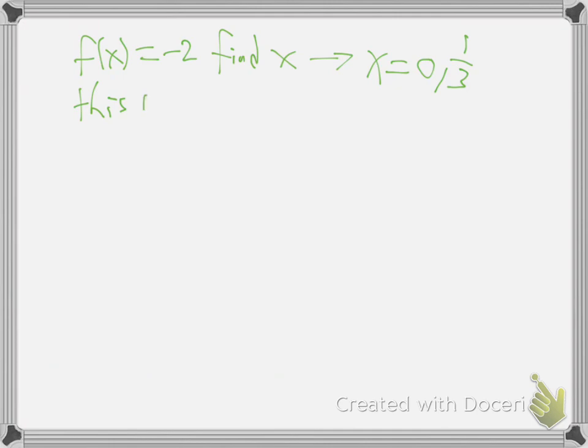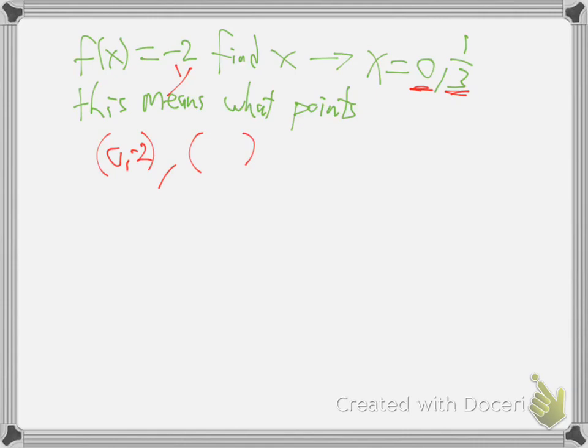Then they'll say, this means what points? They want you to also turn it into x comma y, like ordered points. Do you realize that's 2 ordered points? X is 0, y is -2. And x is 1/3, y again is -2. So they both came from a y of -2. X, y, x, y, done. Does that make sense? Do you see that?